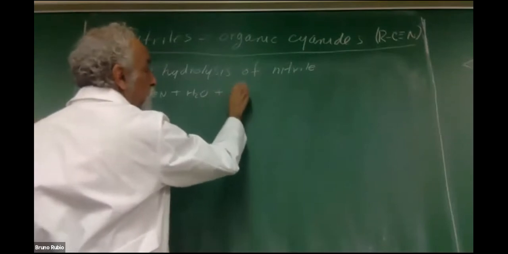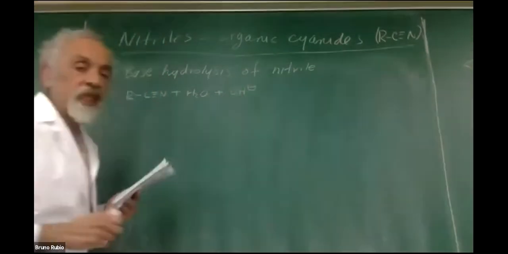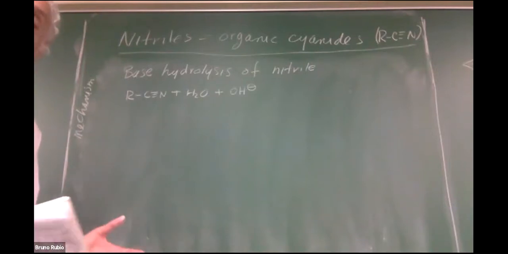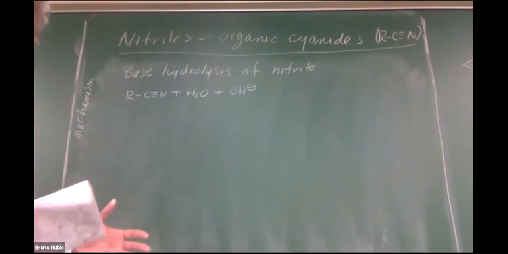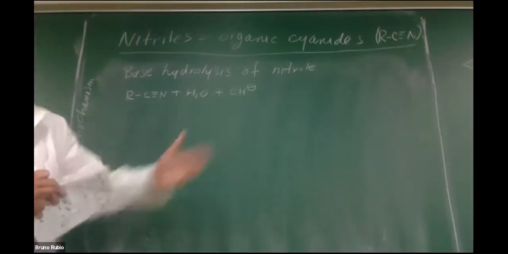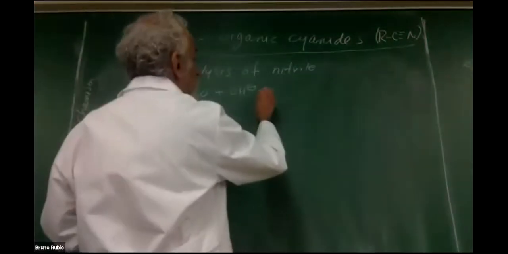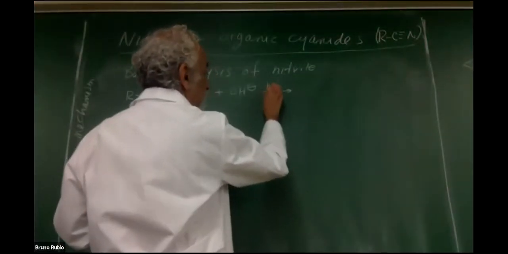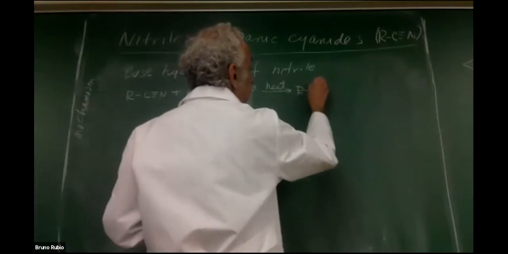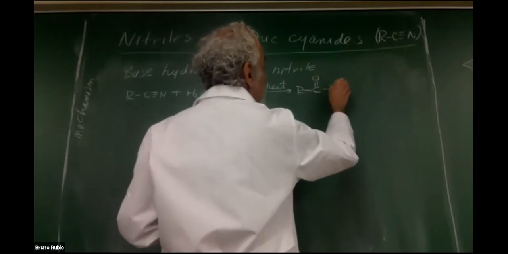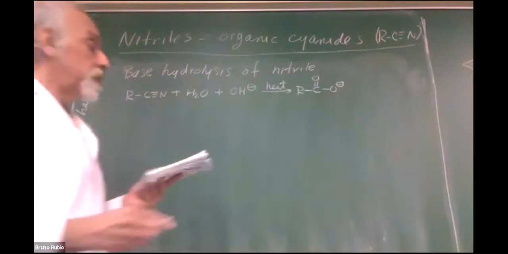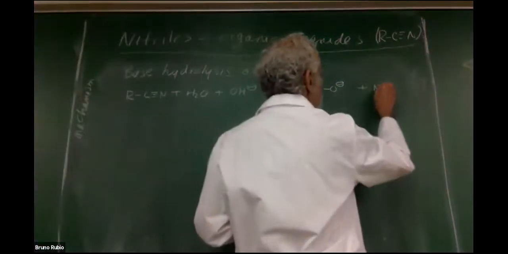Under acidic conditions, we have H plus, but under basic conditions, we would have OH minus, right? That makes total sense. When we were talking about acids and bases, we pointed out that something like this would function as a base. So these are basic conditions, and we have to heat this up. The product is going to be not a carboxylic acid, but rather a carboxylate plus ammonia.